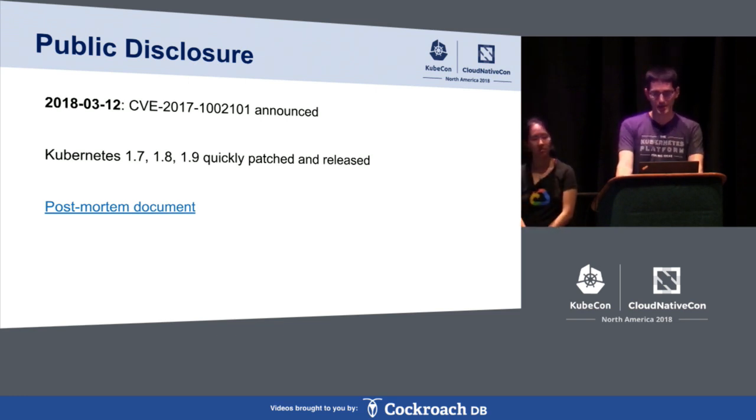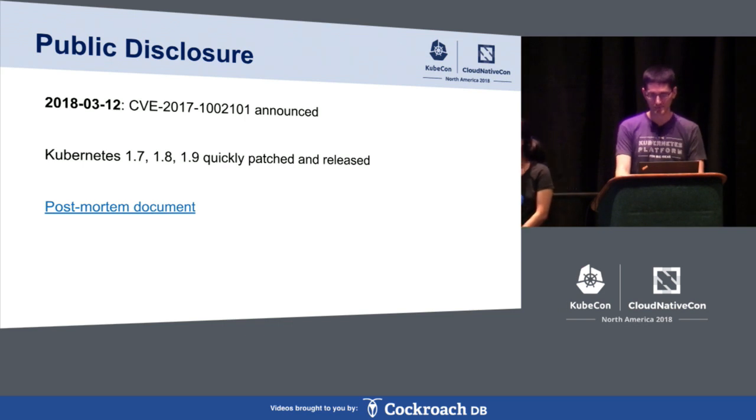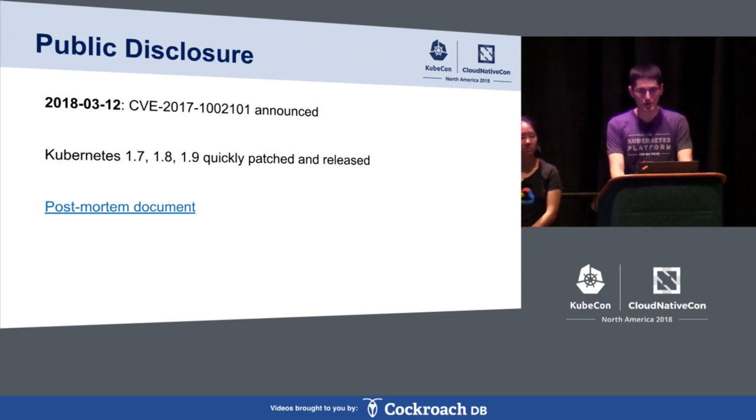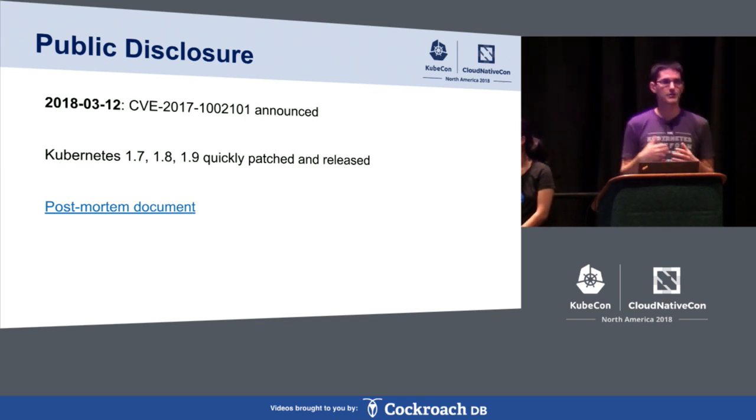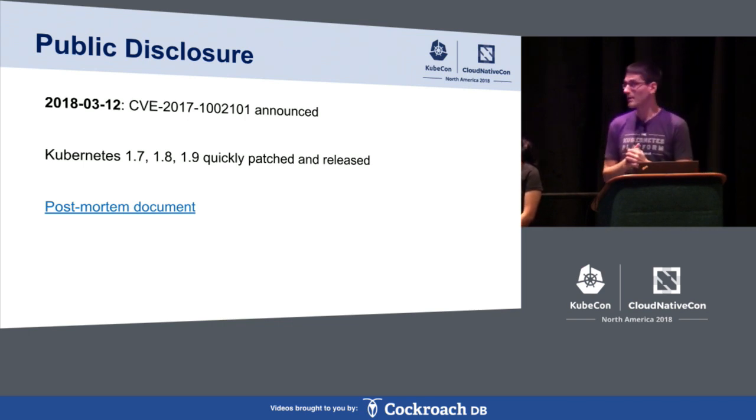Again, this was coordinated by the product security team, and all the Kubernetes versions that were supported were patched and released within 1 hour after the disclosure. When this was done, all the people who were involved in the security fix, that means developers, testers, release team, and product security, met together and created a post-mortem document.